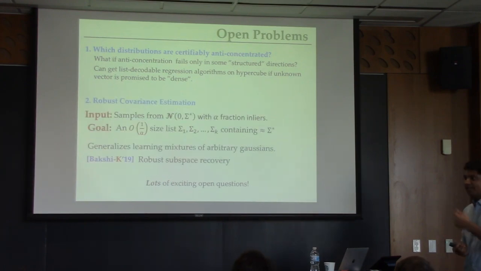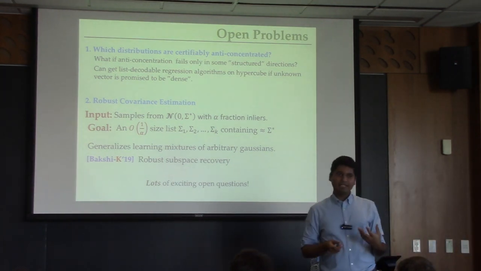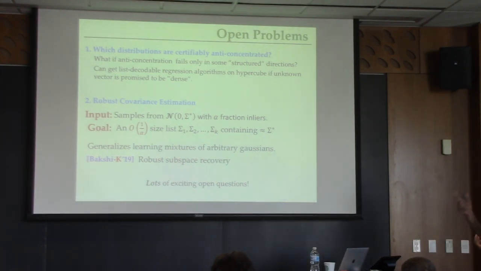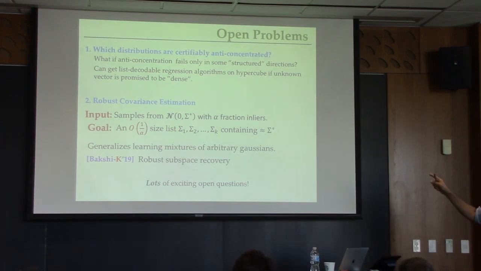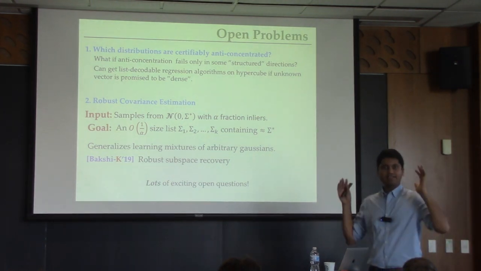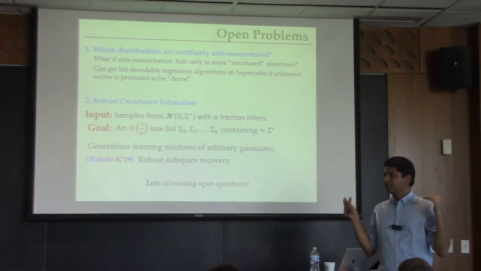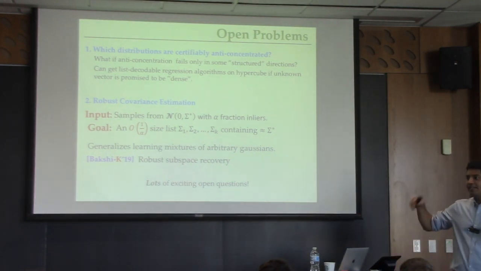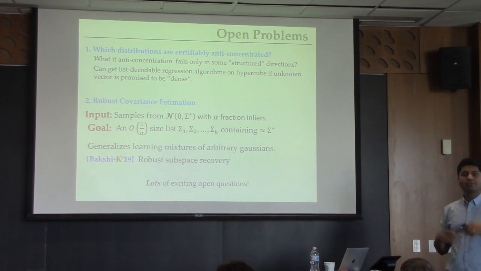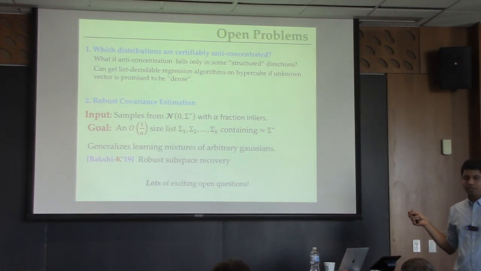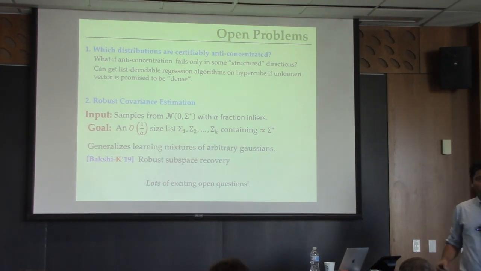But here is a more general problem, and it goes back to Gary's question at the beginning. The regression problem I just told you about is a very special case of the problem of covariance estimation under a large fraction of outliers. Let me tell you quickly what this problem is. You have an unknown Gaussian distribution with mean zero and some covariance sigma star. I give you samples where an alpha fraction come IID from this Gaussian, and a 1 minus alpha fraction are added adversarially by the evil adversary. What do you want to do? I want to come up with a list of potential covariances, not too large, so that one of them is close to sigma star.